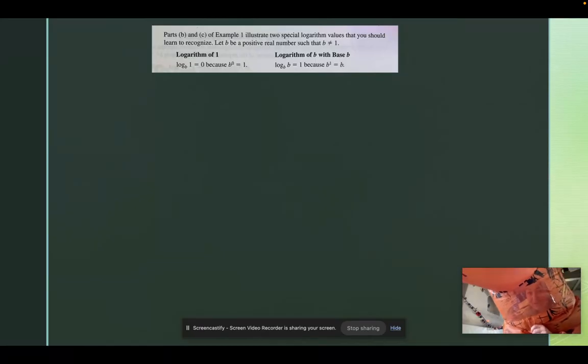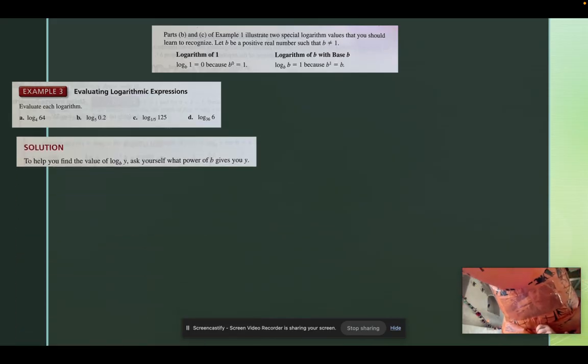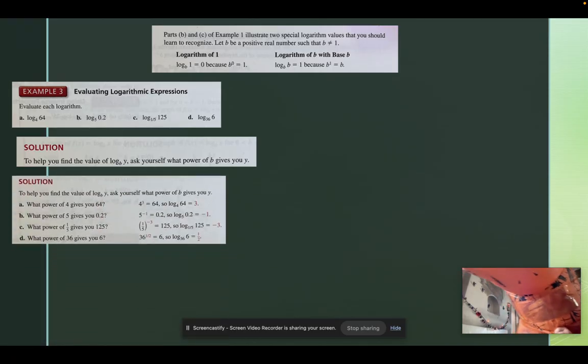Okay, so let's take a look at these two rules, and now let's practice evaluating. On these ones, you're asking yourself, what would go on the other side of the equal sign? 4 to what power is 64? 5 to what power is 0.2, which is 1/5? 1/5 to what power is 125, and 36 to what power is 6? So think about those for just a second. And then there you have your answers: 3, -1, -3, and 1/2.